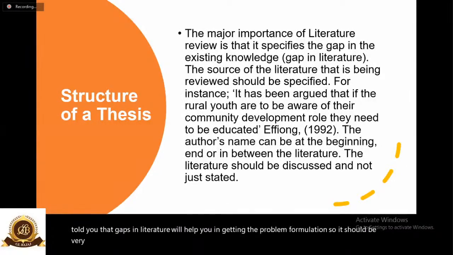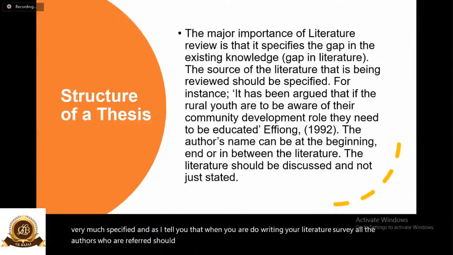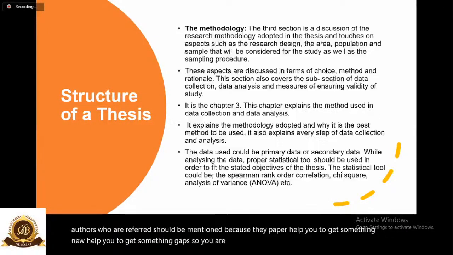And as I tell you, when you are writing your literature survey, all the authors who are referred should be mentioned, because their papers help you to get something new, help you to find gaps. So their names and their year should be clearly defined in the thesis.